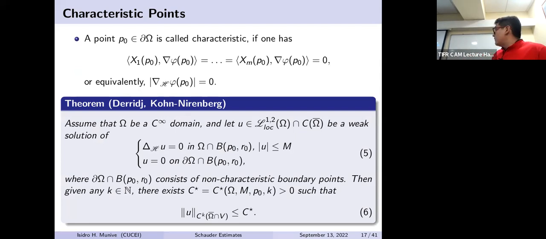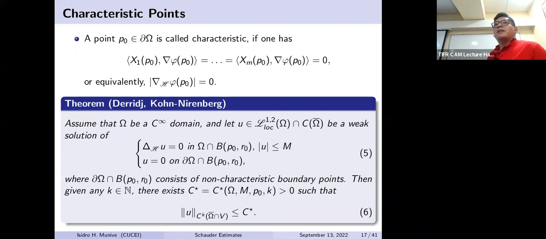If you stay away from these points, things are not that bad. Kohn, Ehrenberg and so on, and Derrick prove this result: if you stay away from characteristic points, you have all the regularity you want. If omega is infinity and we have a weak solution of this problem, and we don't have characteristic points, then we have all the derivatives we want. We have this estimate. This estimate will be important for us in our theory of Schauder estimates. It's a weak solution.